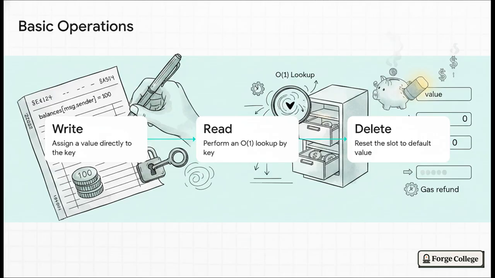Finally, step 3 is delete. But keep in mind, the delete keyword in Solidity doesn't actually destroy the drawer. It simply resets the drawer's contents back to its default state, like 0, which handily frees up some storage space and can actually score you a nice gas refund.